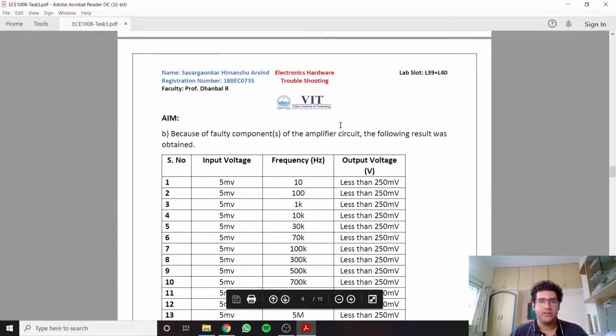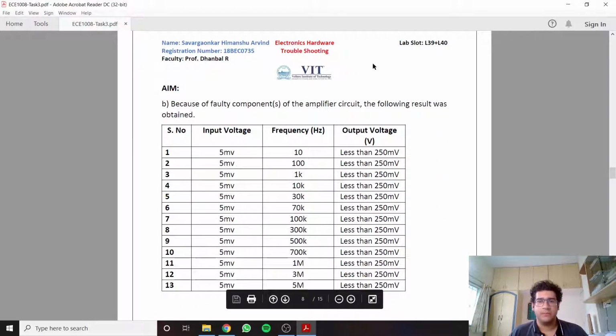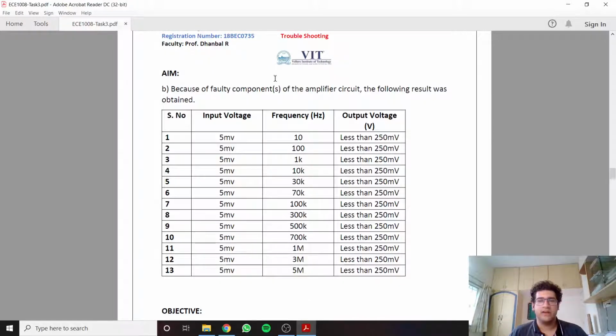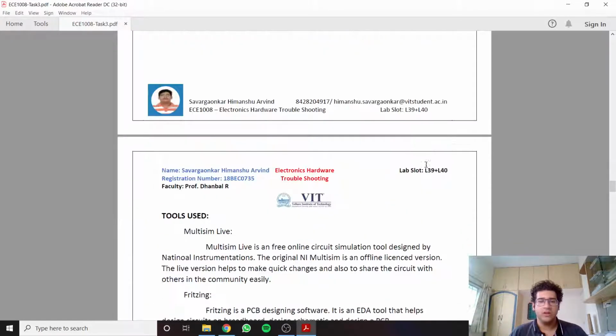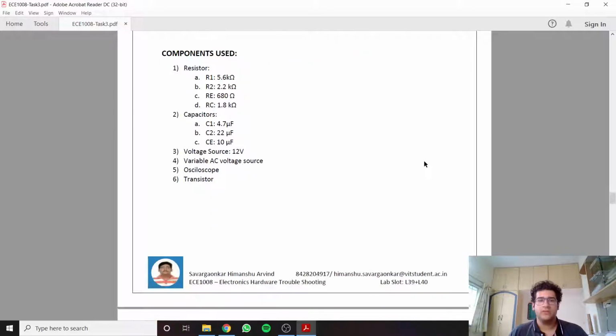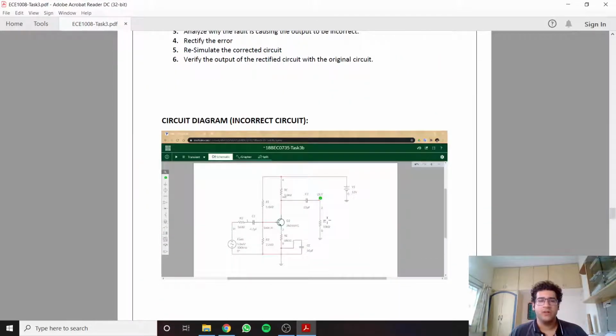For part B, the circuit from part A had some error, and we had to troubleshoot that error. All the output values were less than 250 millivolts. The error was found and troubleshot.